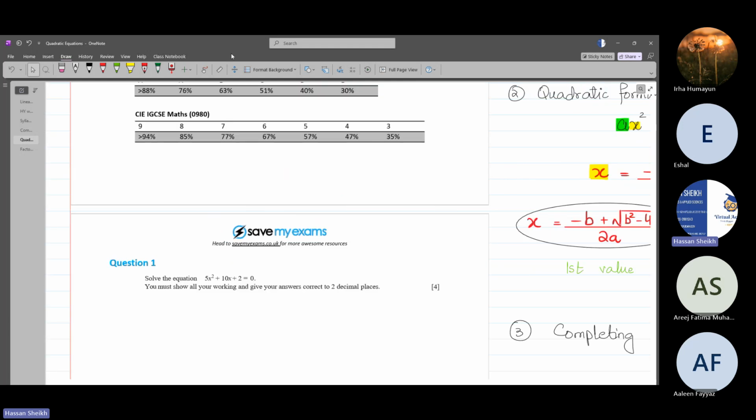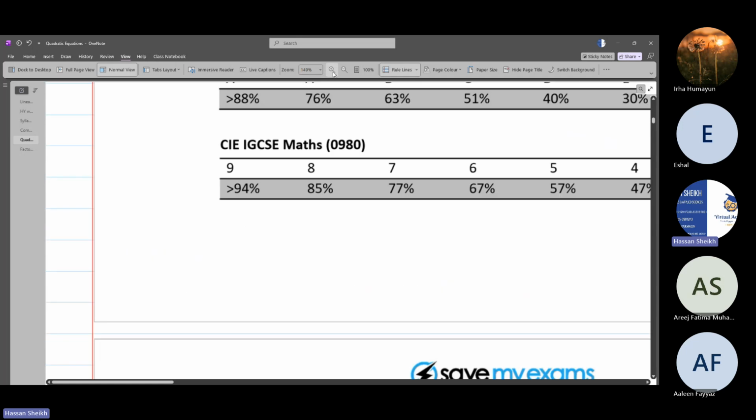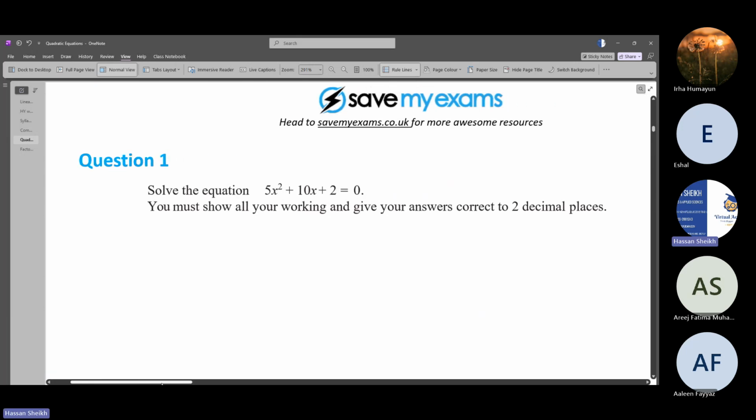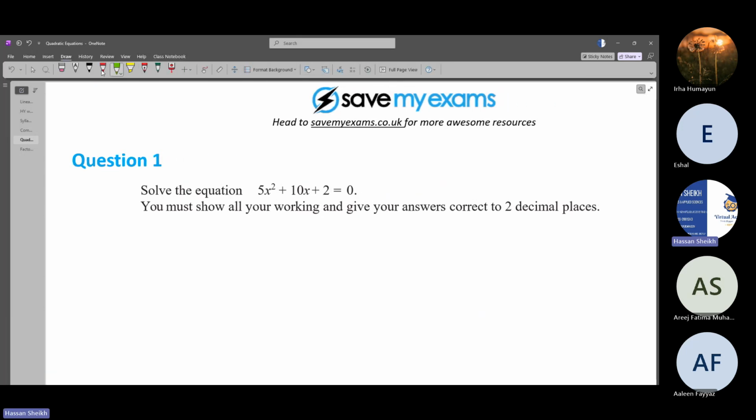Okay, let's start. Students, remember that you also need to understand when to use which method. Whensoever they provide you with a quadratic equation and ask you to give your answer correct to two decimal places, this means that they want you to solve it through the quadratic formula.